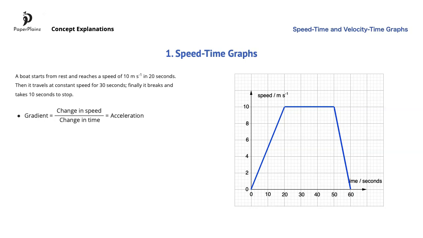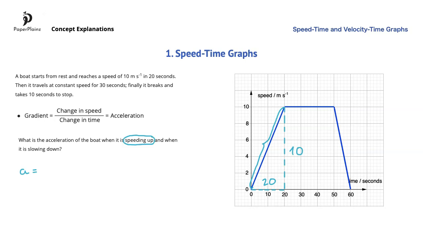Let's find the acceleration of the boat when it's speeding up and when it's slowing down. This is the section where the boat is speeding up. The change in speed is 10 meters per second, and the change in time is 20 seconds. This means that the acceleration when the boat is speeding up is 10 meters per second over 20 seconds, and this is equal to 0.5 meters per second squared.